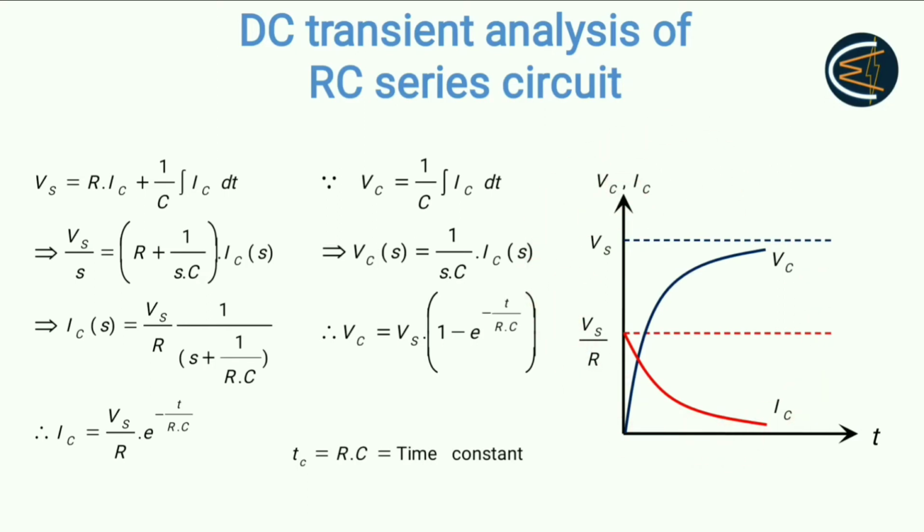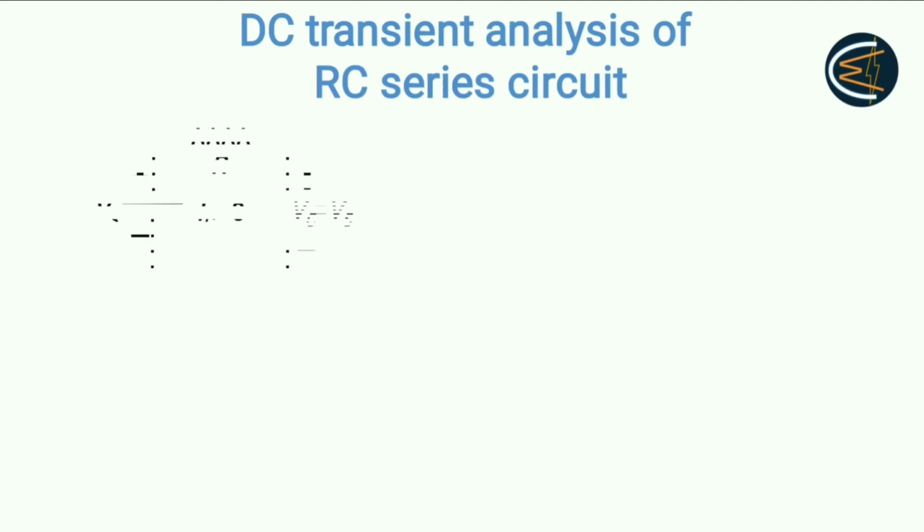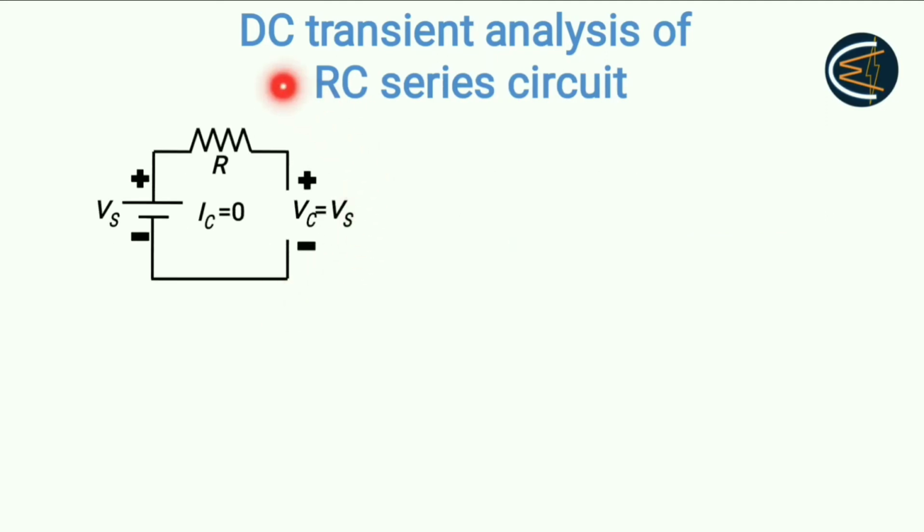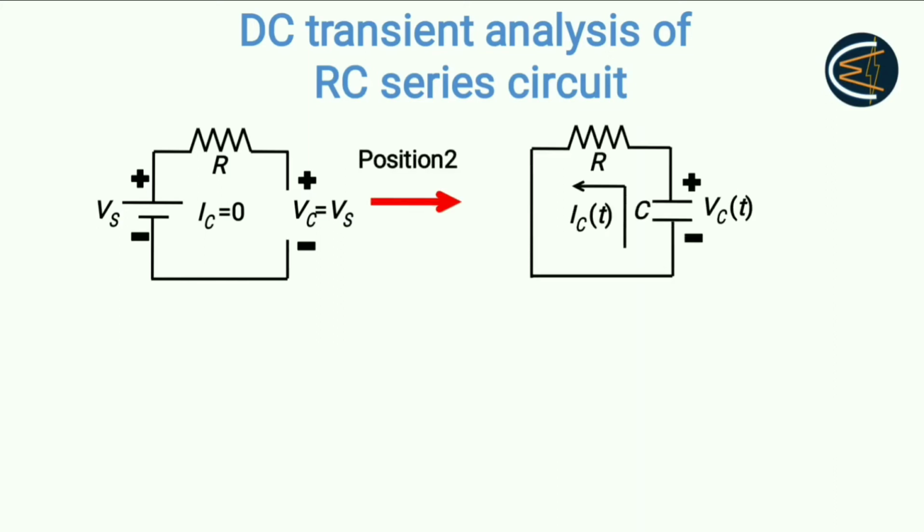Now let's discuss what will happen when the switch suddenly changes its position from 1 to 2. For the time being, assume that the circuit is at steady state, which I just showed. So no current is flowing and the voltage across the capacitor is the same as the supply voltage. Now suddenly the switch is shifted to position 2. So there is a transient phenomenon, and accordingly the changes will come. Let's see how.